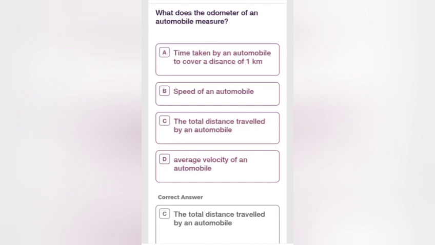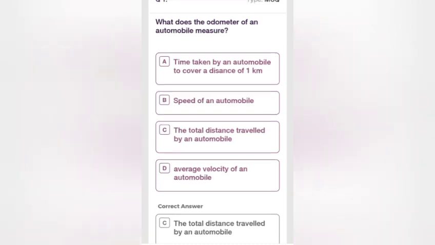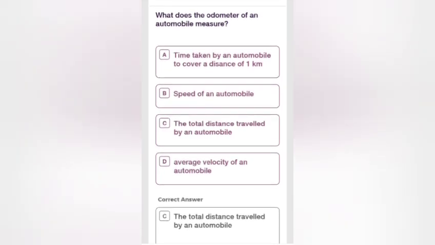What does the odometer of an automobile measure? Option A, time taken by an automobile to cover a distance of 1 kilometer. Option B, speed of an automobile. Option C, the total distance traveled by an automobile. Option D, average velocity of an automobile. Actually, an odometer is an instrument used to measure the total distance traveled by an automobile. So option C is the correct answer.